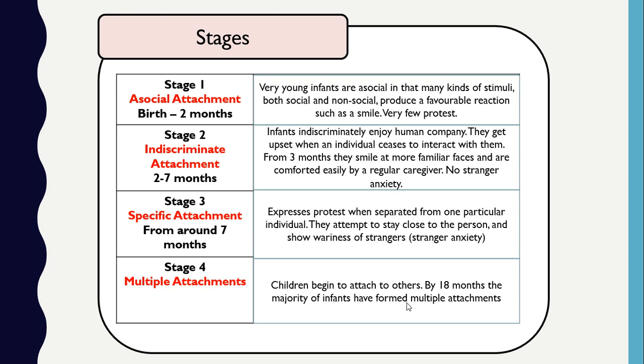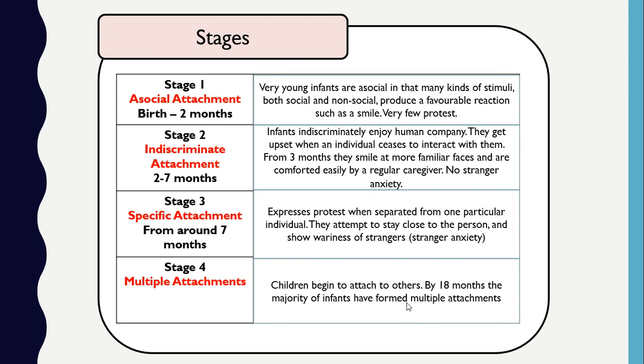You need to know the names of the stages, and you need to roughly know the age. That's not necessarily too important, it's just worth bearing in mind. If you've got this table and the textbook in front of you, there are slightly different names for stages 1 and 2. In your textbook, stage 1 is indiscriminate and stage 2 is the beginnings of attachment. Here, stage 1 is asocial and stage 2 is indiscriminate. It doesn't really matter, just learn one set.